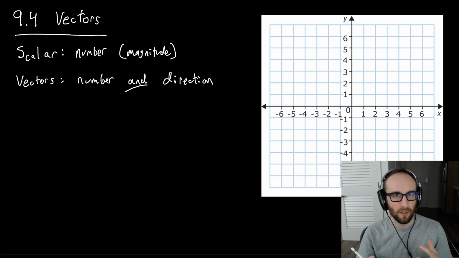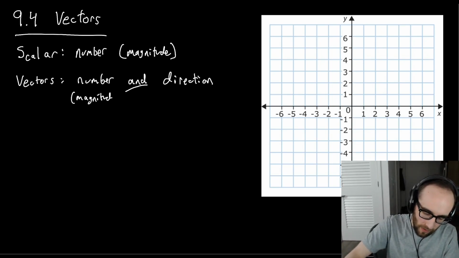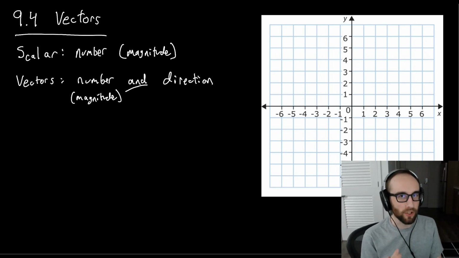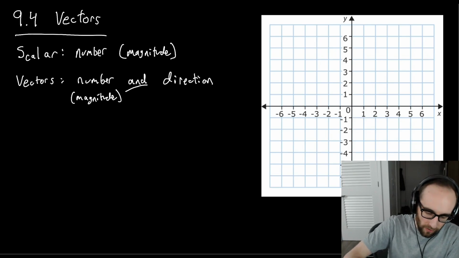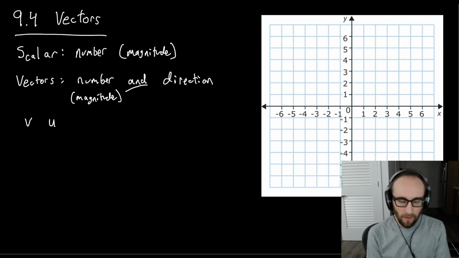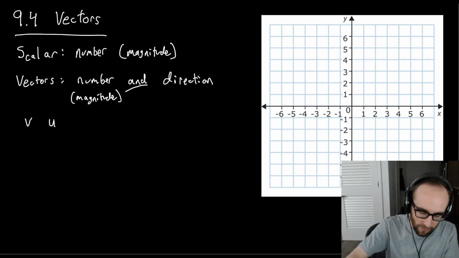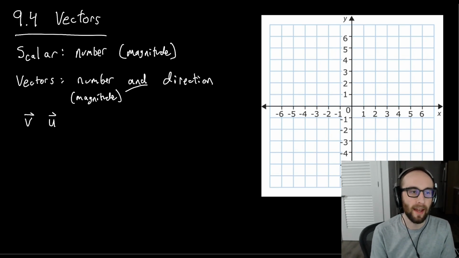So that's the basic definition of a vector, just looking at a number, which we call a magnitude, and a direction. Vectors can be represented with, usually we'll use letters like V and U. Sometimes you'll see them bolded, like in textbooks. When I write down vectors, I'll usually put a little arrow on top like that to indicate that we're talking about a vector.